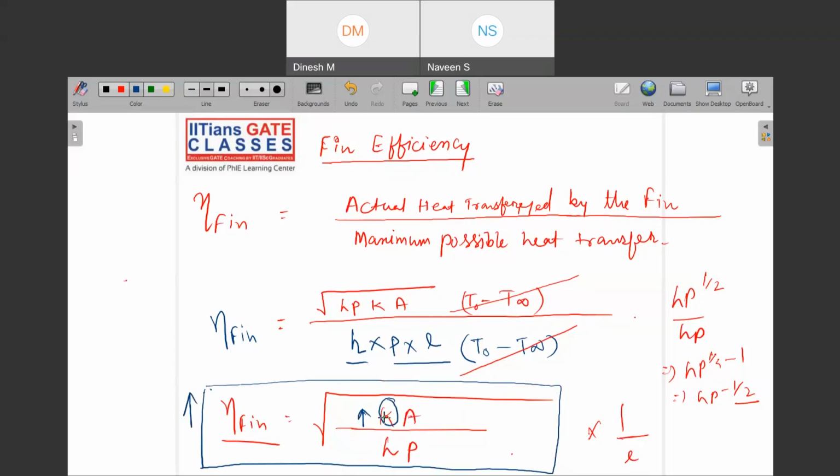Yes. And what about H? This H value should be lower. Then only my fin will be called effective. Otherwise, I would not prefer that fin. So what is the idea? I need to have this K value higher and H value lower. So my K is higher and H is low.